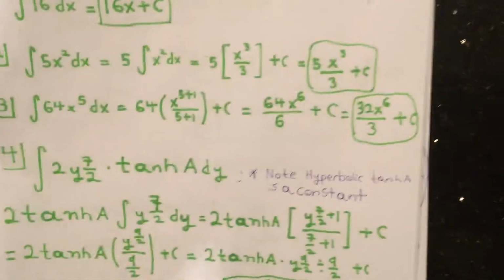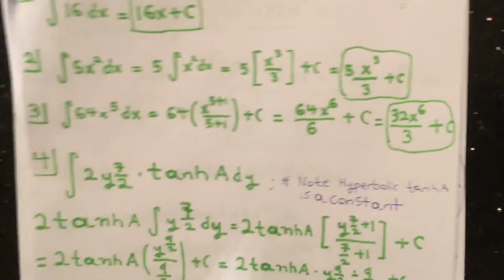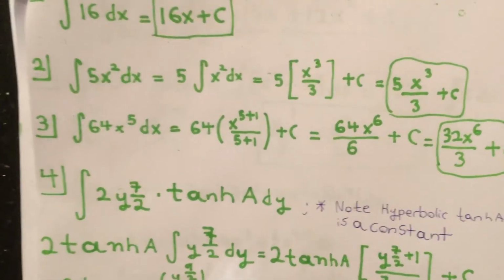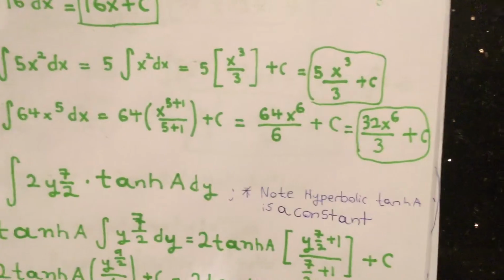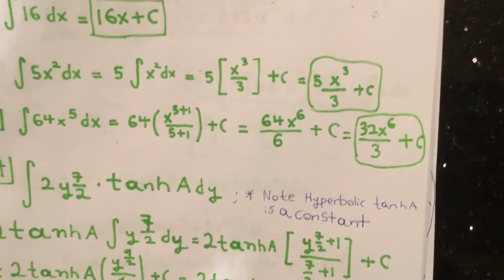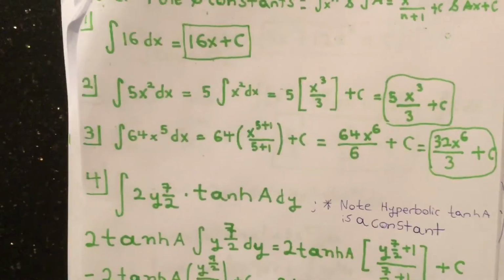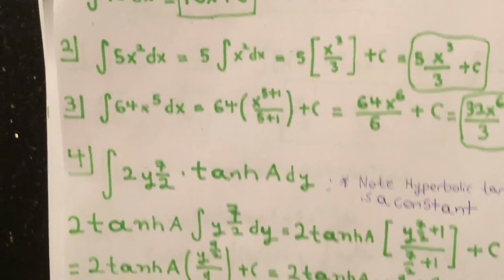Might I warn you though that if in doubt, you have to simplify the fraction, which is just algebra after you do all the calculus provided. That's the power rule. Then you end up with 32x^6 over 3 plus c for the integral of 64x to the 5th power.